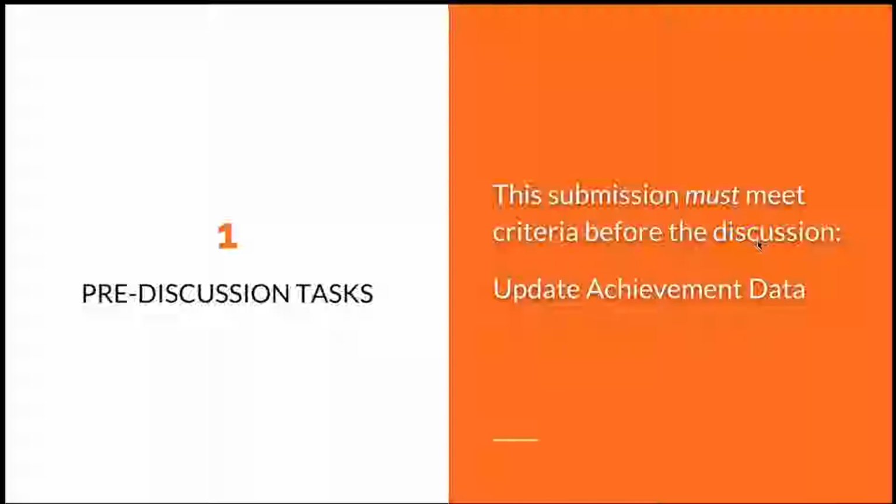Within that, we are going to start with those pre-discussion tasks. It says this submission must meet criteria before the discussion. So remember that you need to update the achievement data that needs to meet criteria on your VTA process page before it will allow you to have that discussion, because you're not going to have the discussion unless you have the data. So if you bump your head against that, that's what's going on there.